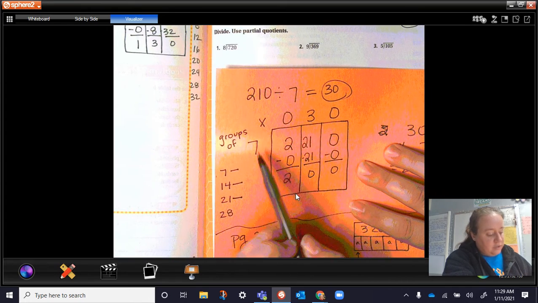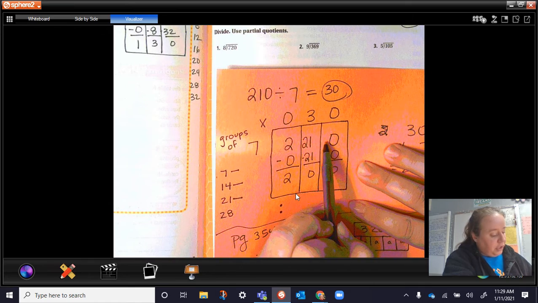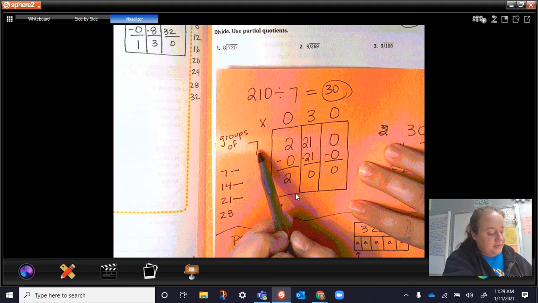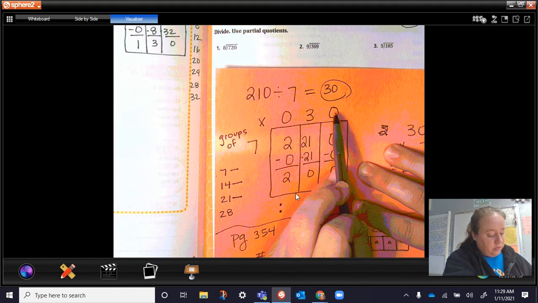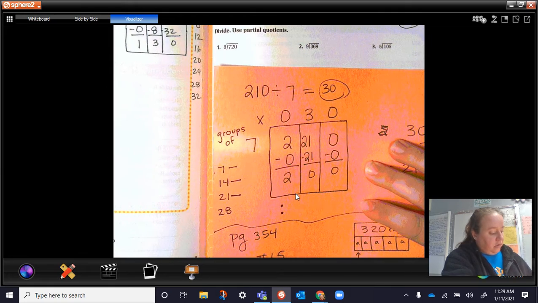So 3 times 7 is 21. Subtract. There were none left over, so there's nothing to bring over. Then we said how many times does 7 go into 0? How many groups of 7 are there in 0? There was 0. 0 times 7 is 0 with no remainder.